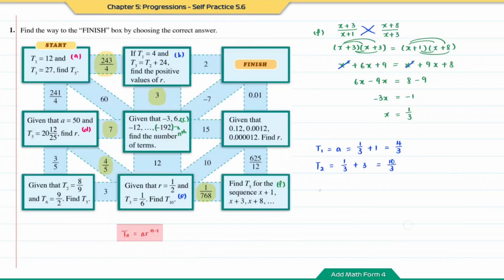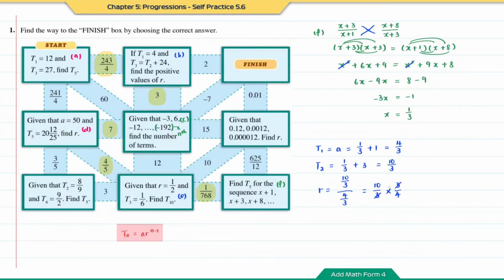For the common ratio, we are going to divide the value of T2, 10 over 3, over 4 over 3. So here you can solve this using your calculator, and if you do it manually, then it will be 10 over 3 times 3 over 4.